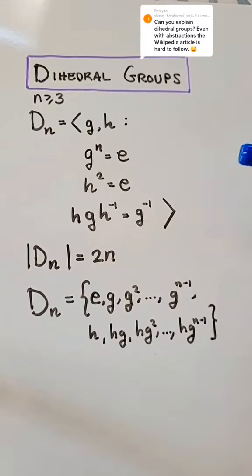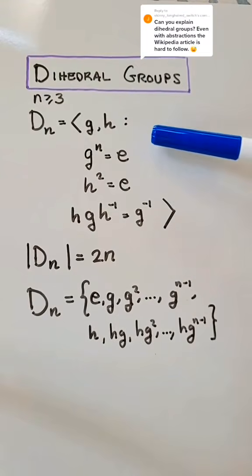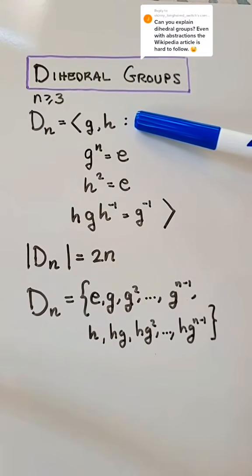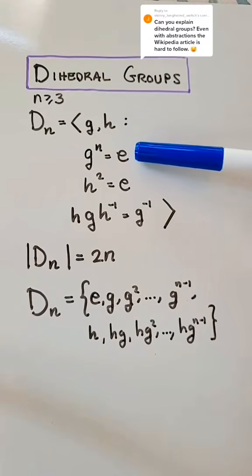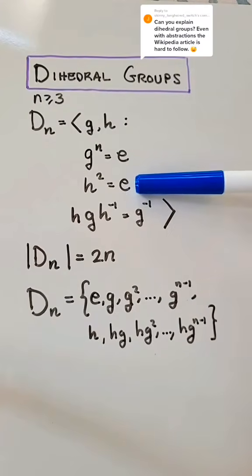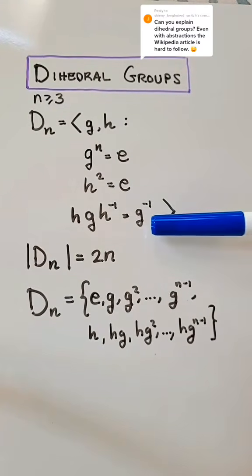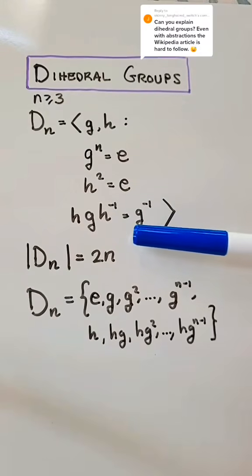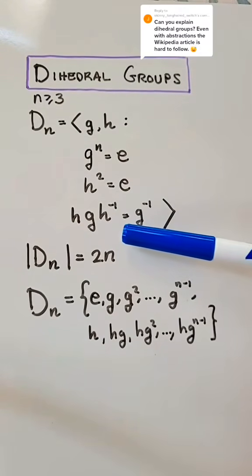Dihedral groups are defined as follows. For n bigger or equal to 3, we define Dn to be the group generated by two elements, G and H, with the following properties. G to the n is E, so G is of order n, H is of order 2, and they have one more condition among them, one relation that is H times G times H inverse is G inverse.